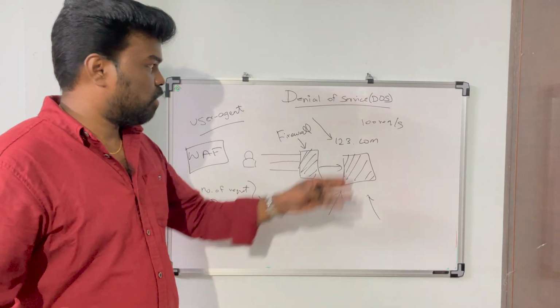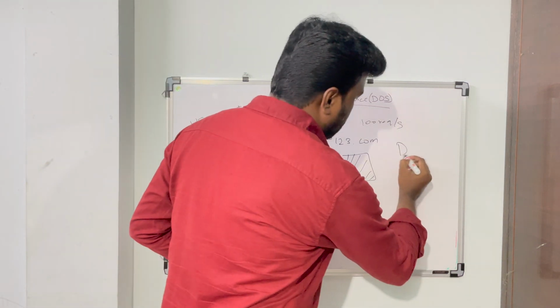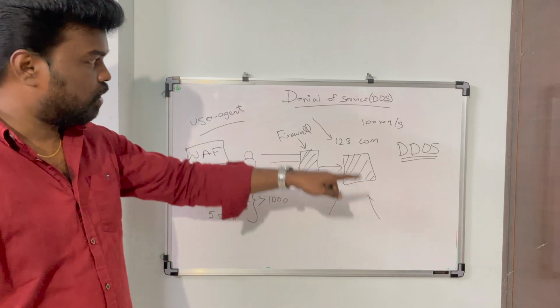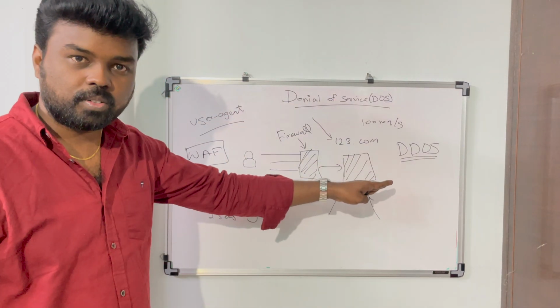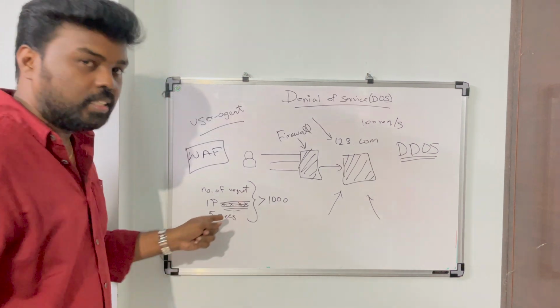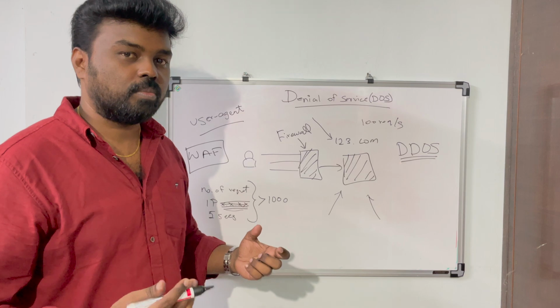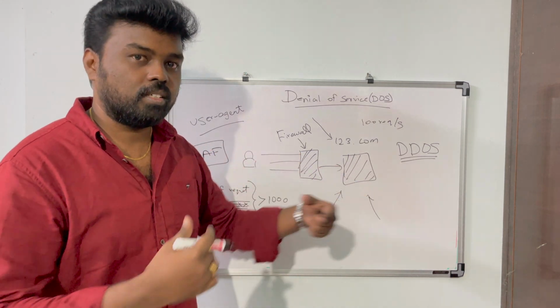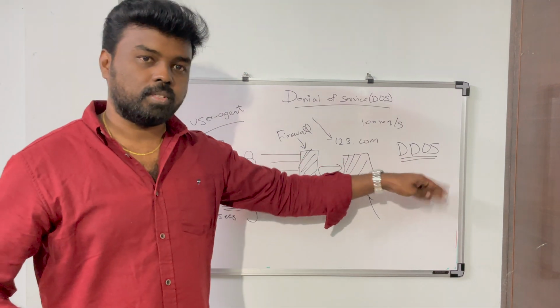There is one more type of DOS which is called distributed denial of service, also called DDoS. This is even more dangerous because in case of DOS, the attacker is sending more requests from a single IP, so it is easy to identify the IP and block it. But in case of DDoS, usually the requests come from different IPs, so it is very difficult to identify whether it is a genuine request or a malicious request. So we will talk about DDoS in a different video.